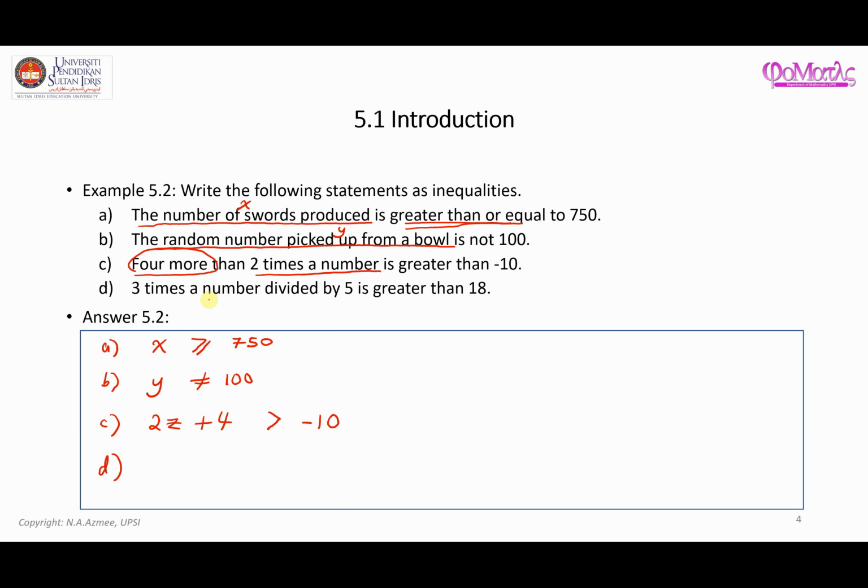And D, 3 times a number divided by 5 is greater than 18. 3 times a number that is divided by 5. So that means this is a number, so maybe w is a number divided by 5, and then you multiply with 3, this is greater than 18. So that is how you change the statements to inequalities. Alright, next.